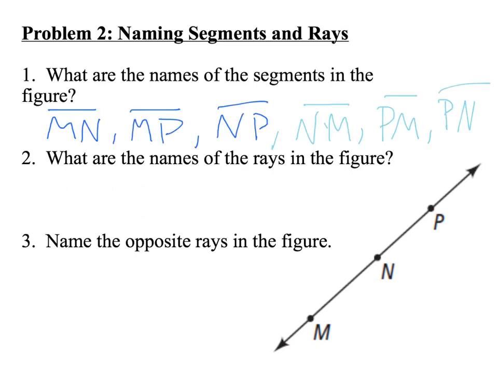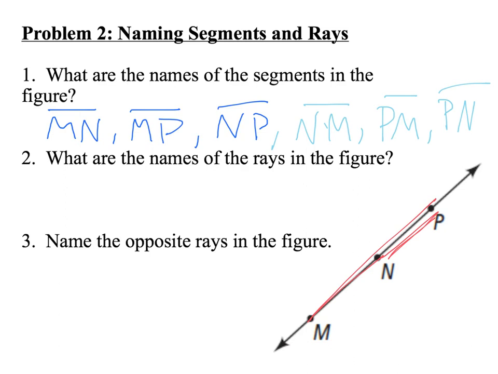So there are 3 different line segments within this picture. So I have MN, I have MP, and then I have NP. I wrote 2 different ways because it doesn't matter the order, that's still the same line. So NM is the same thing as MN and vice versa.